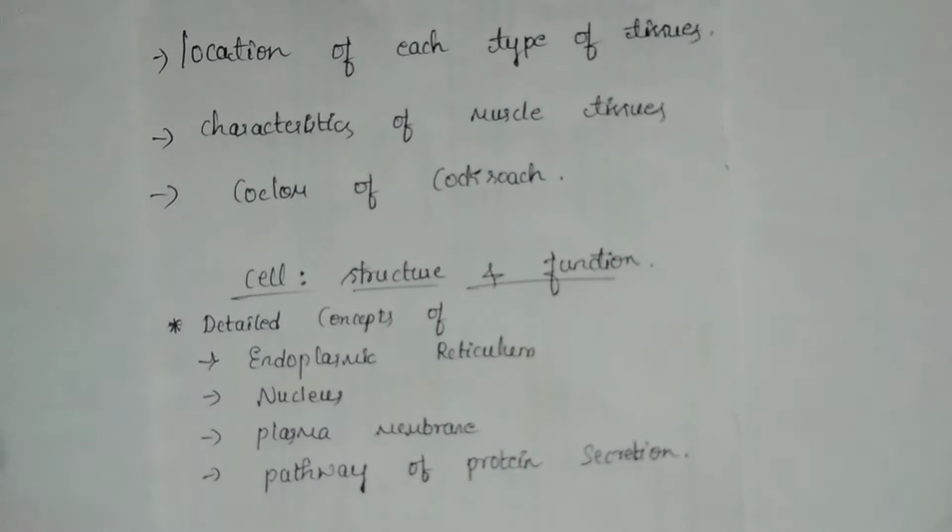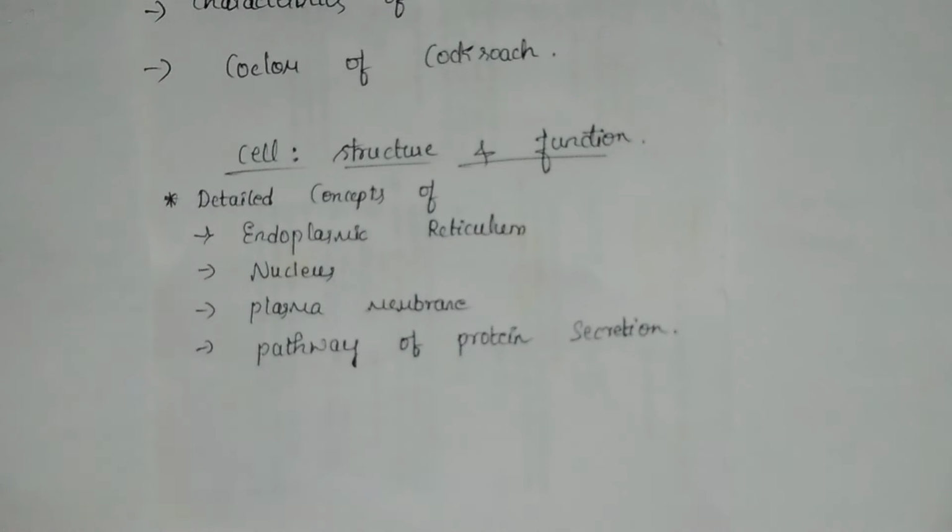Next, structural organization. Location of each type of tissues, characteristics of muscle tissues, coelom of cockroach. In the lesson of cell structure and function, detailed concepts we have to learn. Endoplasmic reticulum, nucleus, plasma membrane, pathway of the protein secretion.